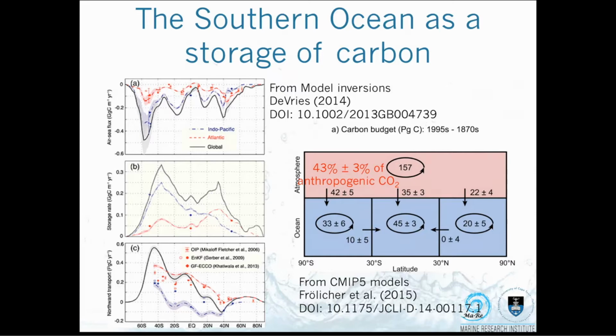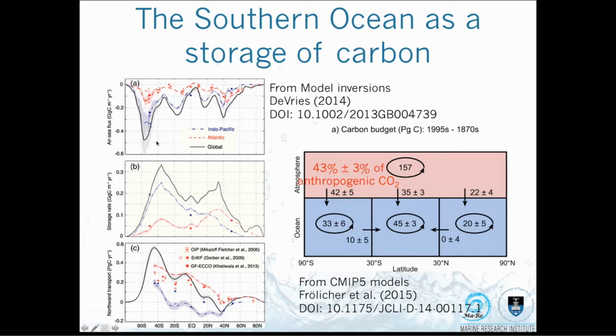So if we focus on the left-hand side of this figure here, these three panels, the author here, De Vries, used model inversions, which is a combination of data and atmospheric model, to measure how much carbon is going into the ocean. So the upper panel is the air-sea carbon flux. You have the storage of anthropogenic carbon in the middle, and then the transport from one basin to another as a function of latitude. So these are zonal means, integrated zonally all along the various longitudes for every degree of latitude.